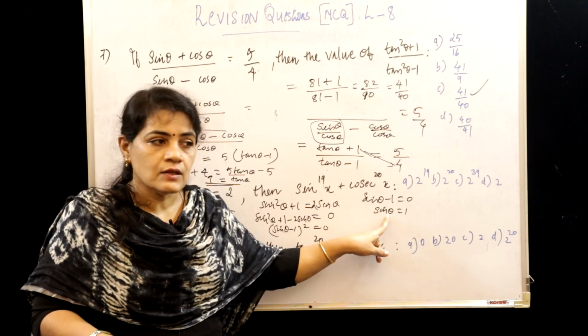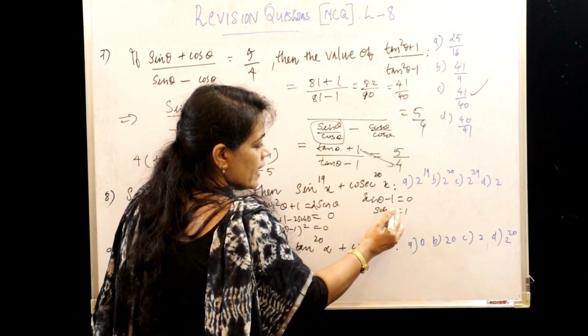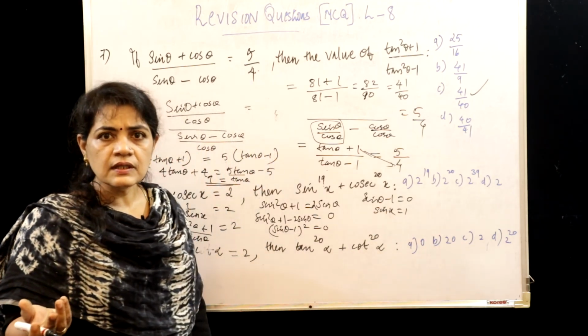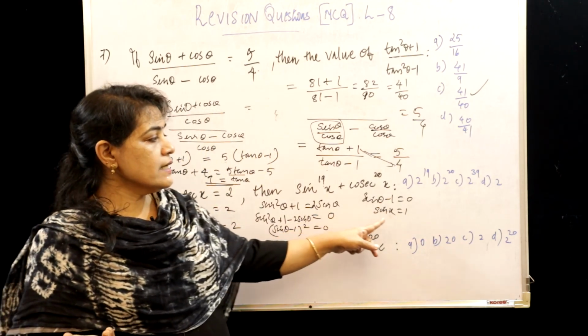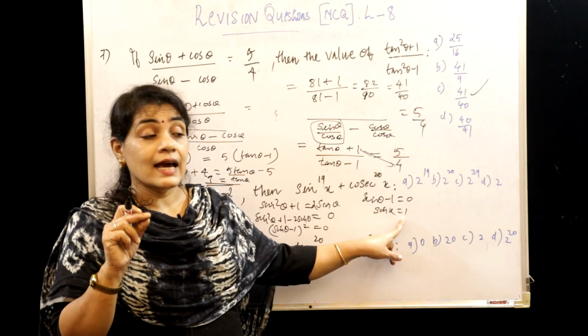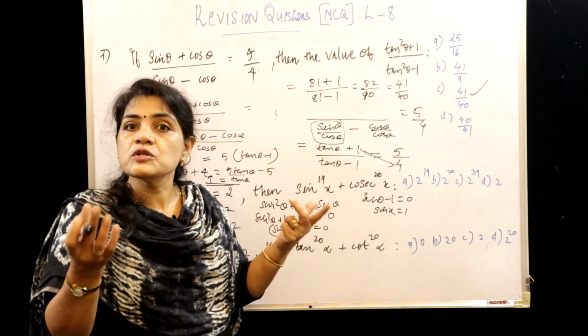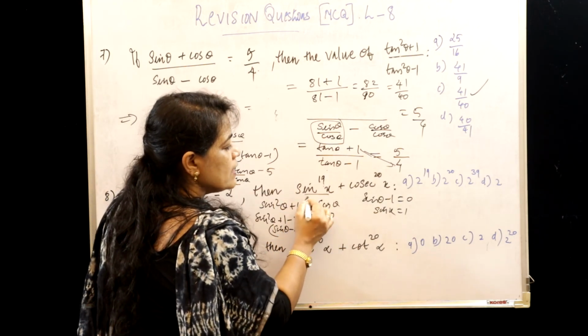What is sin x or sin theta? Here, in place of theta we have x, the acute angle. So sin x is equal to 1. That means sin x whole raised to 19 is 1 raised to 19.